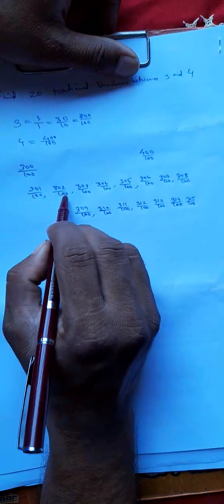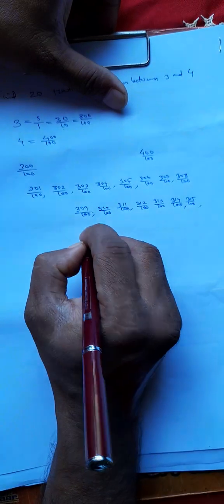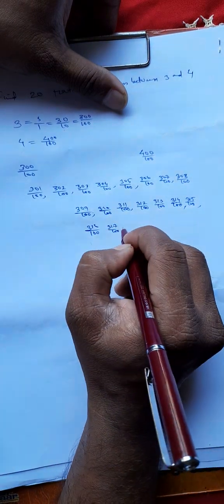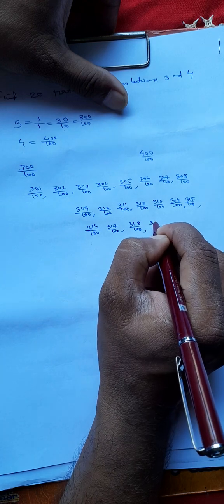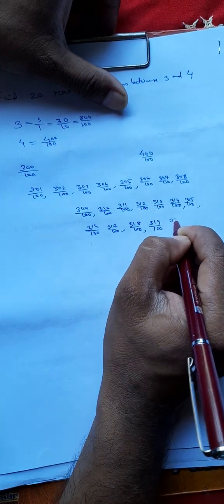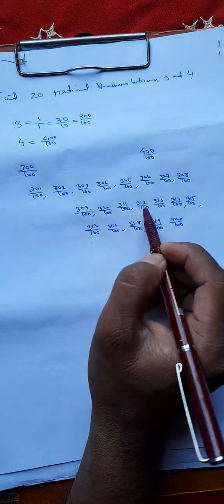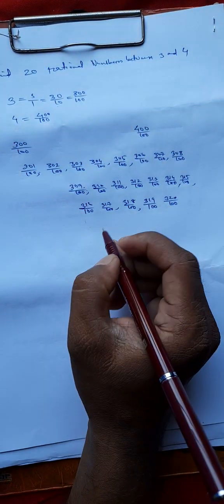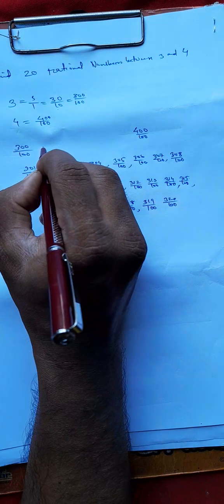So how much did you get? 1 2 3 4 5 6 7 8 9 10 11 12 13 14 15, 16 17, 18, 19, 20. So you got 20 numbers in between 300 by 100 and 400 by 100. In between these two numbers, you got these numbers, right?